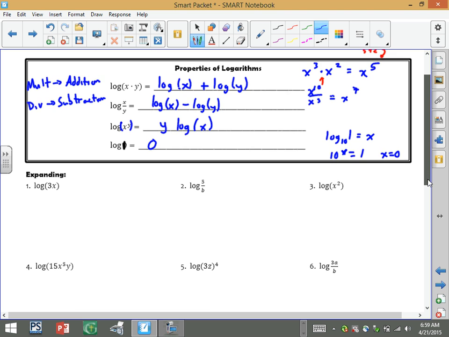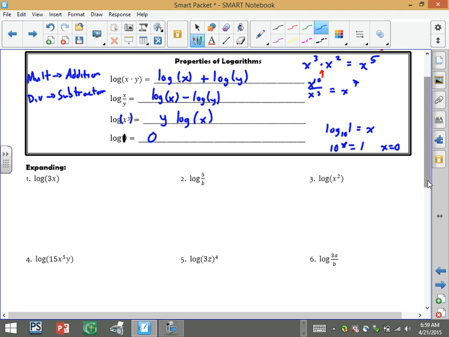So let's use some of these properties to show you how they work. So this is log of 3x. Multiplication will turn into addition. So that'll be log of 3 plus log of x. Here we have division, right? So we're expanding. We took one single logarithm, we expanded it out into something bigger. Here there's a single logarithm of log 5 divided by b. So that'll turn into log of 5 minus log of b.